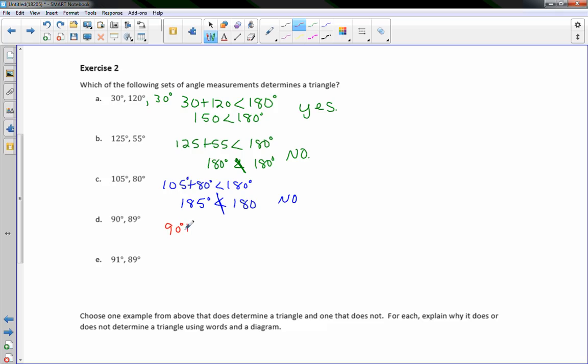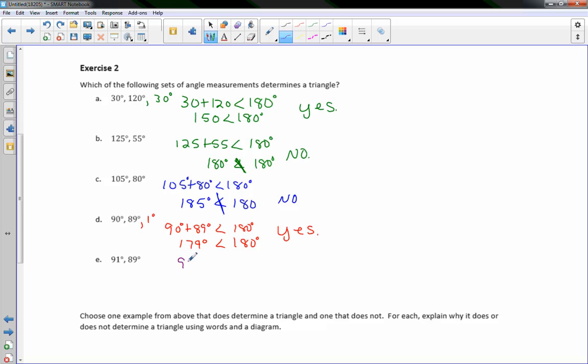90 degrees plus 89 degrees has to be less than 180 degrees. 90 plus 89 is 179 degrees. 179 degrees is less than 180 degrees. So the answer is yes. And since I answered yes, I can actually tell you what the next angle measure has to be. What do I have to add to 179 to get my third angle? Well, it's 1 degree. Very tiny angle, but it is possible.